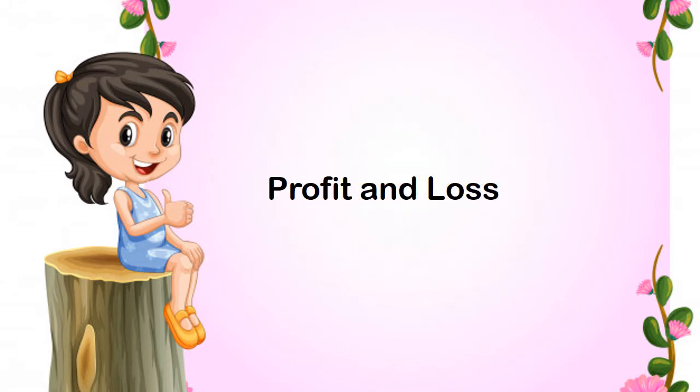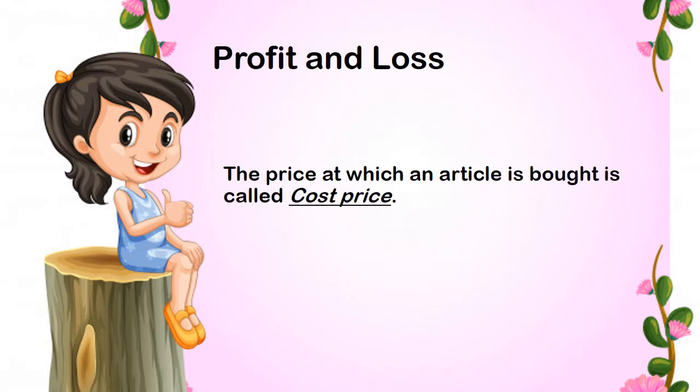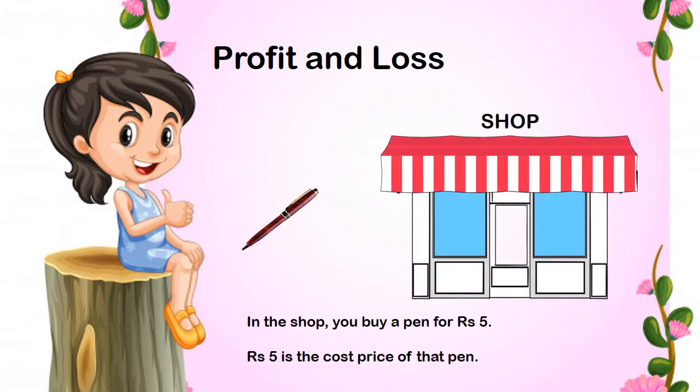Hello kids, let's learn about profit and loss. The price at which an article is bought is called cost price. That is, in the nearby shop, when you buy a pen for 5 rupees, that 5 rupees is the cost price of that pen.